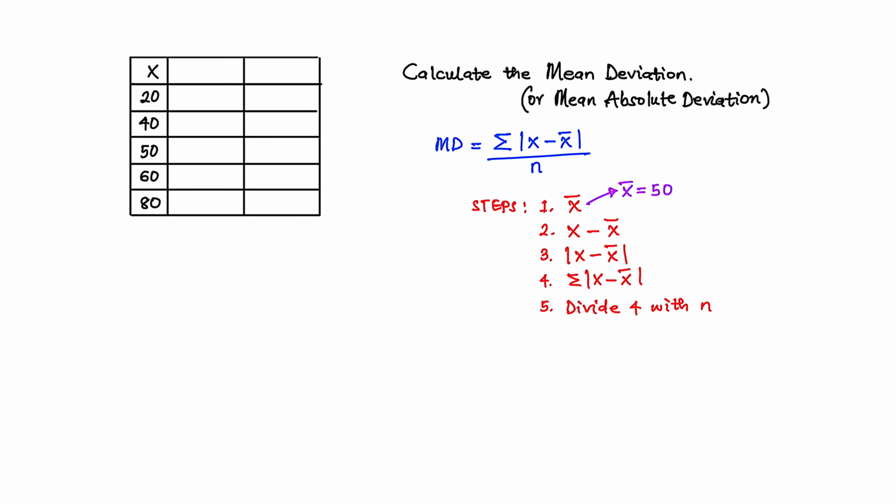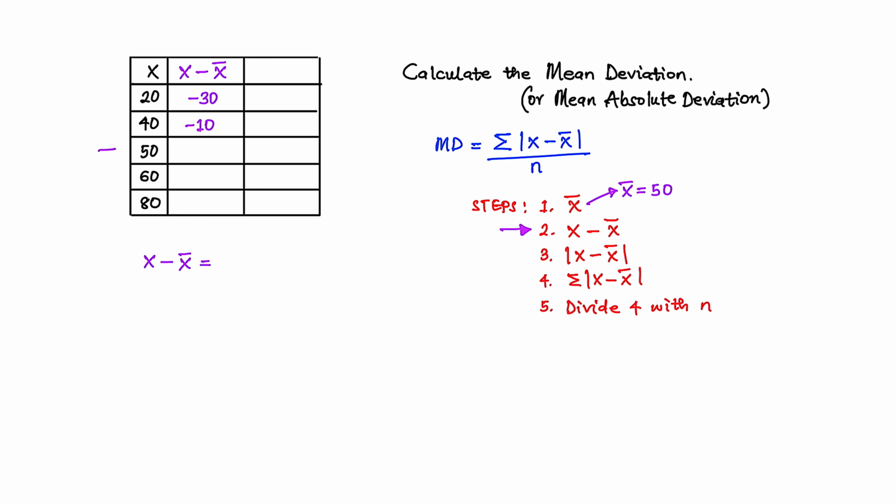We are done with step 1. Now moving on to step 2. Step 2 says we need to calculate x minus x bar. So we come here, we have x minus x bar. For the first row, where x is 20, the x minus x bar will be 20 minus the mean, which is 50. So 20 minus 50 is minus 30. Then we move on to the next row, where x is 40 minus the mean, which is 50. 40 minus 50 is minus 10.